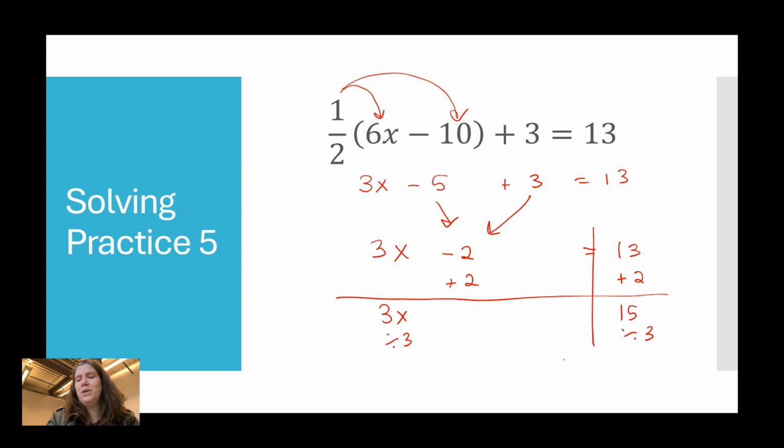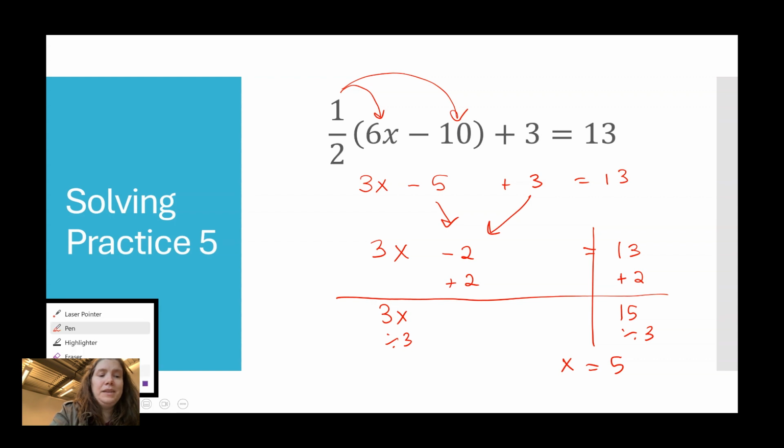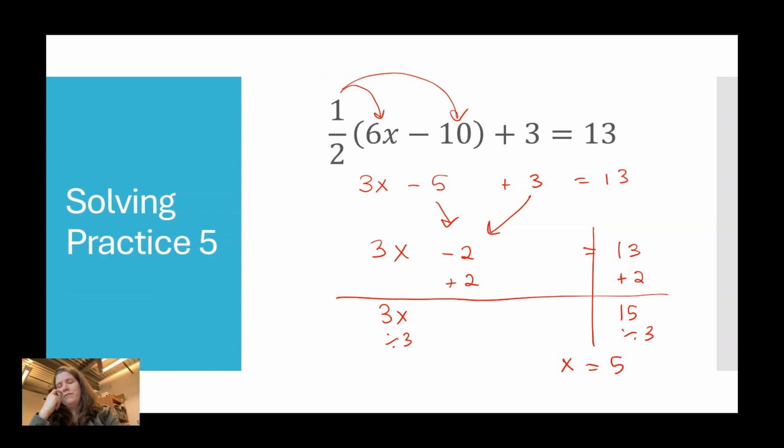When I divide by 3 on both sides, I'm going to end up with x equals 5. Just to show you one other way to do this exact same problem. If I started by dividing by 1/2, that is the same as multiplying by 2. So dividing by 1/2 is the same as multiplying by 2, because it's 2 over 1, right? Reciprocals. So I could have, as my first step, actually just multiplied everything by 2.